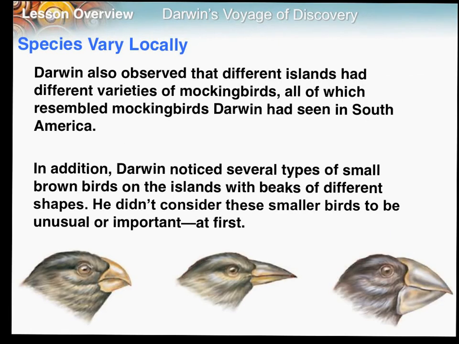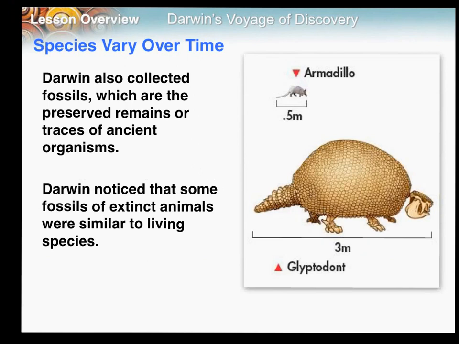A lot of Darwin's research really came from these particular kinds of mockingbirds. They resembled mockingbirds that he'd seen in South America. In addition, Darwin noticed that several types of small brown birds on the islands had beaks of different shapes. He didn't consider these smaller birds to be unusual or important at first. Something else that Darwin noticed was that species will vary over time.